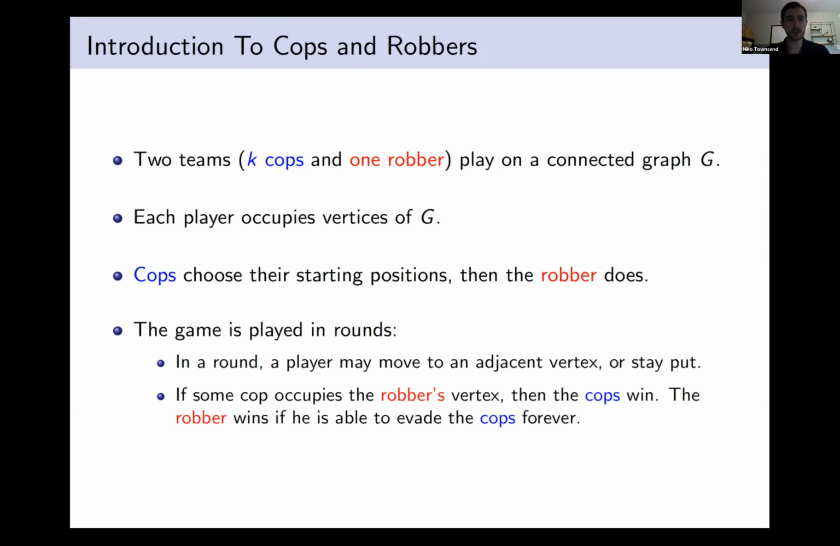And then the game is played in rounds where the cops can move along edges to adjacent vertices or stay put, and then the robber does in response. The goal here is for the cops to catch the robber. If one cop manages to land on the robber's vertex, then the cops win. Otherwise, if the robber can show that he can evade the cops forever, then the robber wins.